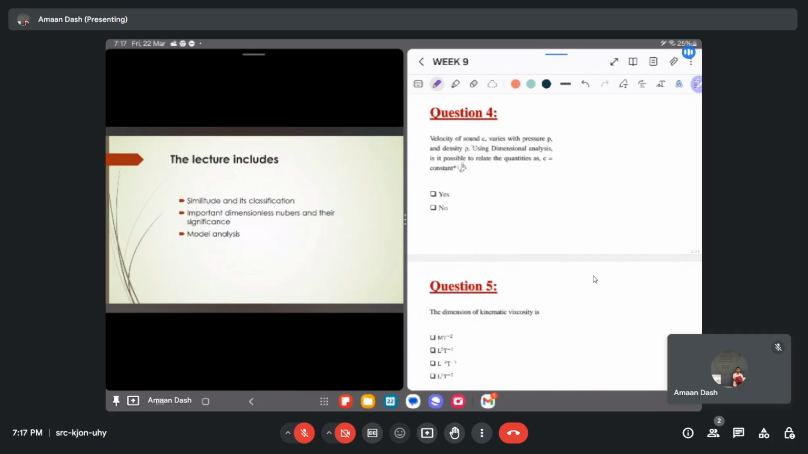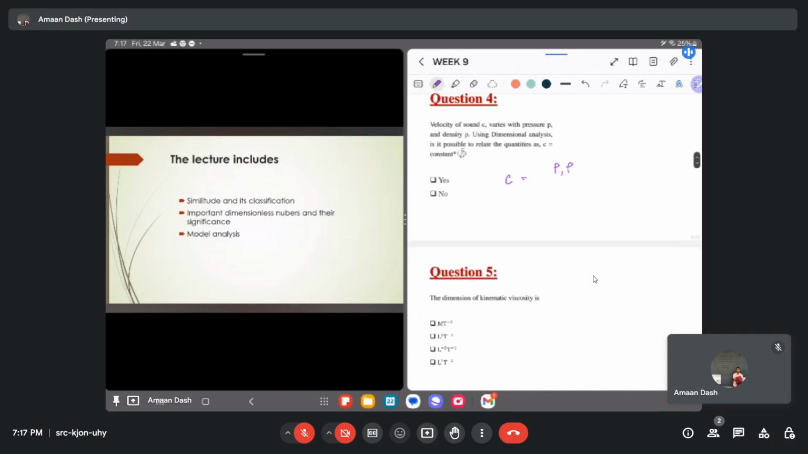The velocity of sound c varies with pressure and density. Using dimensional analysis, is it possible to relate the quantities as c is equal to some constant times square root of pressure by density? Is it possible or not? That is something we can check.